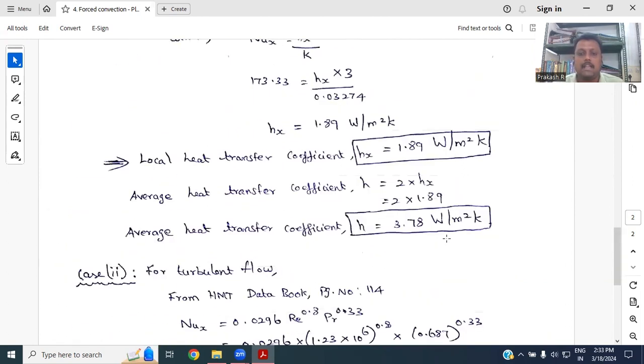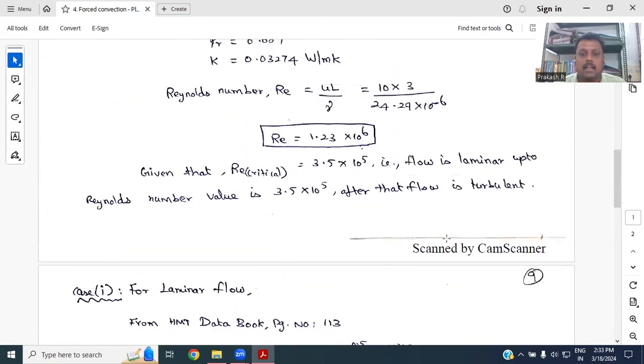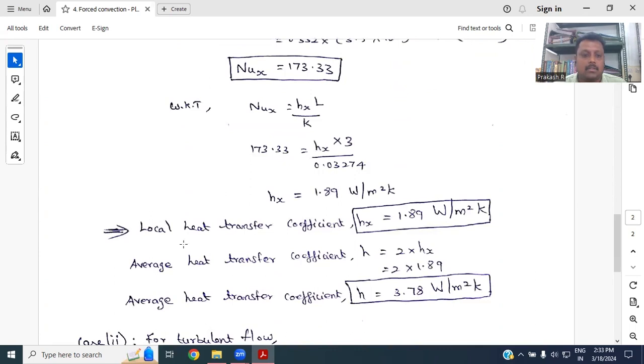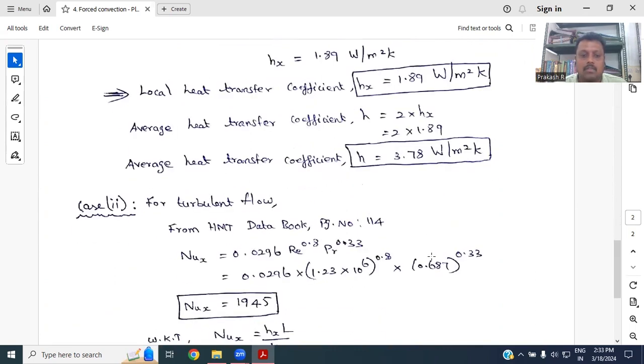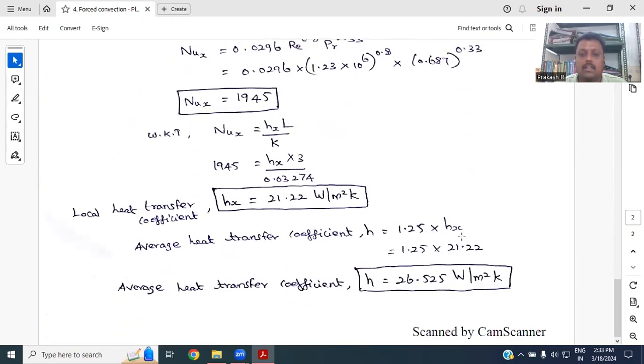Previously, in a laminar flow, from the local heat transfer coefficient, the average heat transfer coefficient formula is 2 into hx. For a turbulent flow, it is 1.25 into hx. Kindly note it: for the turbulent flow, the formula from local to average heat transfer coefficient is different. 1.25 into this 21.22, we can substitute. We can find the average heat transfer coefficient h is equal to 26.525 watt per meter square Kelvin.